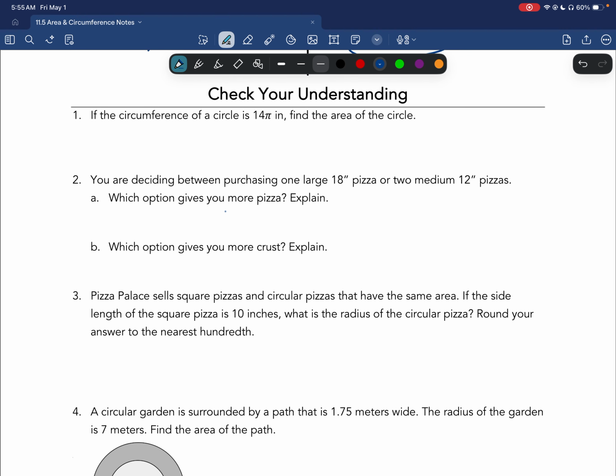To find which one gives me more pizza, I need to find the area of the large pizza and the area of the medium pizza. When I'm done finding the area of the medium pizza, I need to multiply it by 2. Whichever number is bigger, because I have 2 pizzas, gives me more pizza. So this is an area question. But crust is around the outside of the pizza, so that is a circumference question.